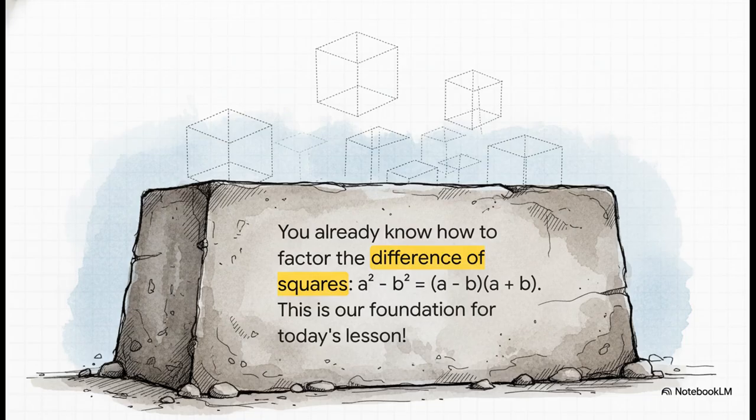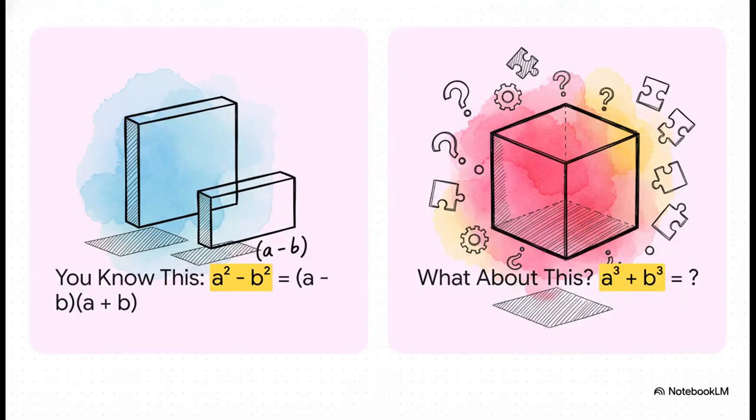Okay, so before we jump into the new stuff, let's just remember what we already know. You've totally got this difference of squares thing down, right? Good, because that skill is actually the perfect springboard for what we're tackling today. So, check this out. On the left, there's our old buddy, a squared minus b squared. We know that one. It breaks down nice and neat into (a minus b)(a plus b). But what about the one on the right? That's the mystery we're solving today.